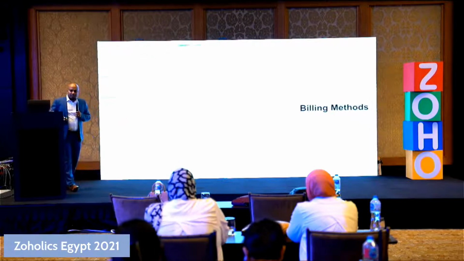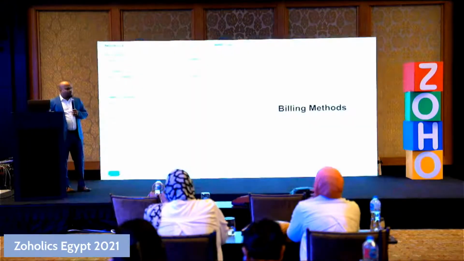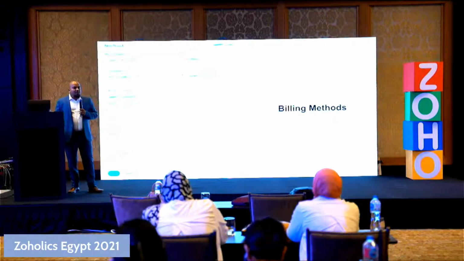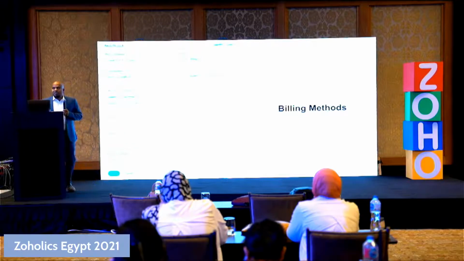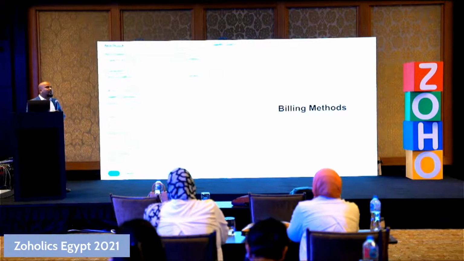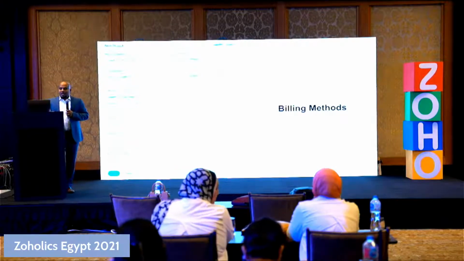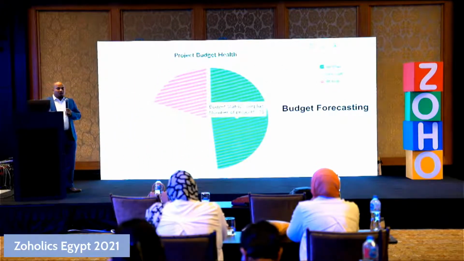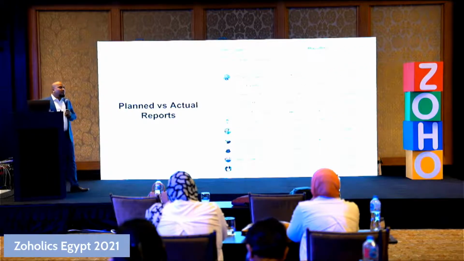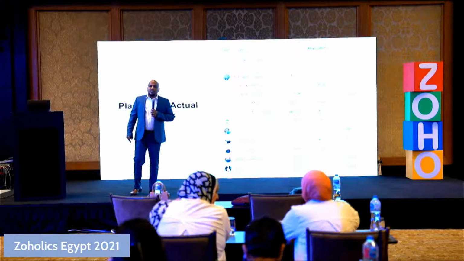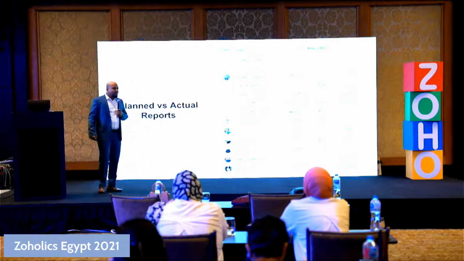And also billing methods. You'll be able to have the budget based on project hours, budget based on staff hours, and budget based on task. Everything can be done with the help of Zoho projects. You can also have the complete budget forecast. You can also see the plan versus actual reports, how much you have spent, and what is the actual, and what is the difference amount. Everything can be seen in Zoho projects.